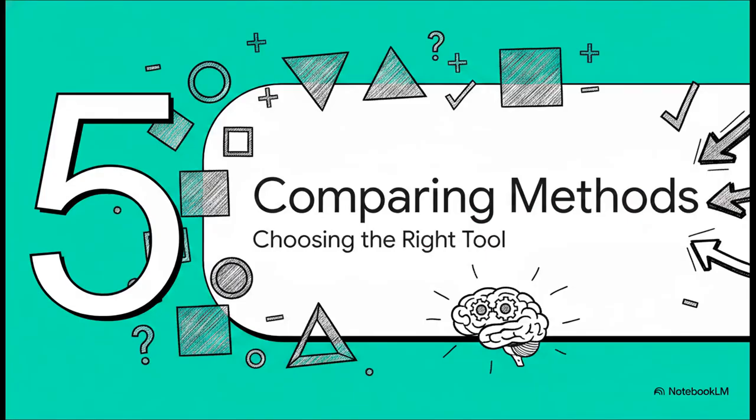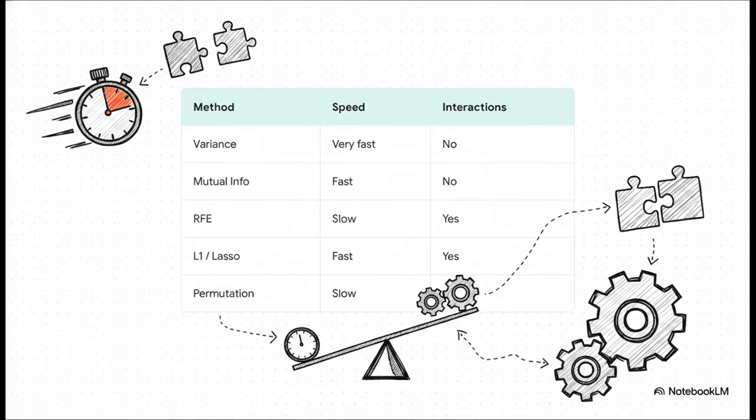Let's move to Section 5 and see how this all builds together, comparing and choosing methods. Let's bring it all together for our grand synthesis. Now, what's really interesting about this slide is the ultimate comparative matrix we have here. You can clearly see the trade-offs.